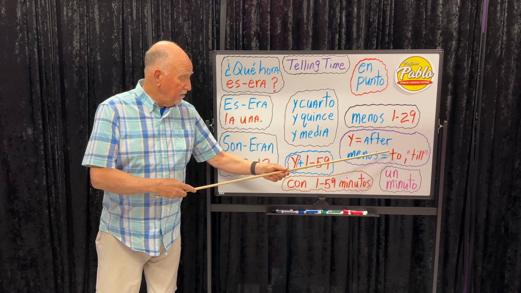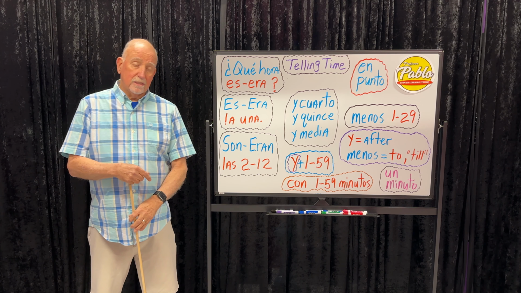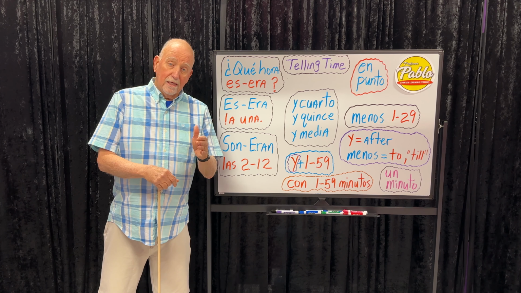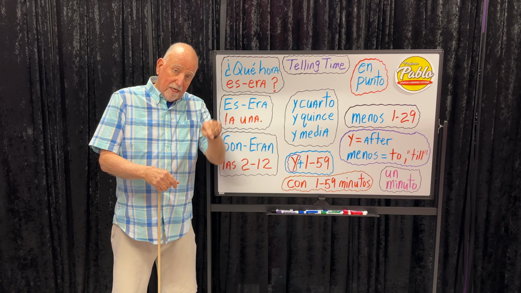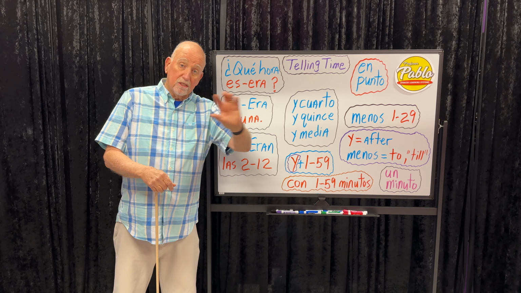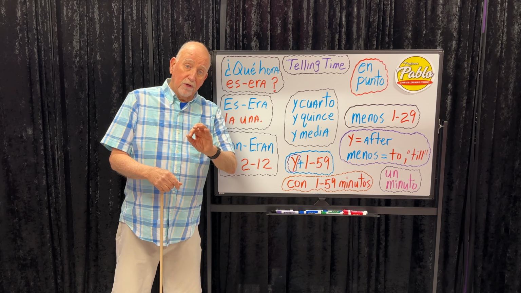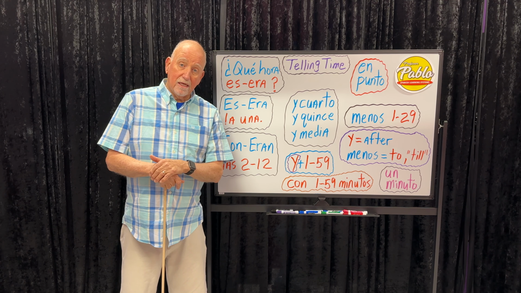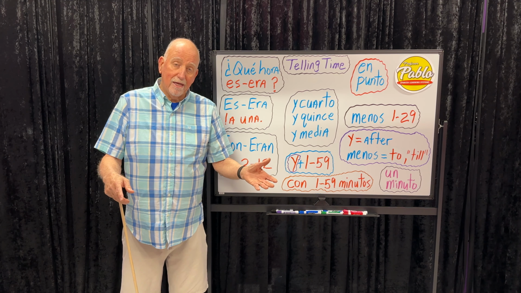Menos. Of the hour, to the hour, or till the hour. Example. It is 10 to 7. Son las 7. It's actually 6:50, right? So when I say go to the next number, I mean, don't use a 6 because it's 6:50. If you saw a digital readout, it would be 6:50. But you would go to the next complete hour, you'd say 10 to 7, son las 7 menos 10, 6:50. A little bit of mathematics.